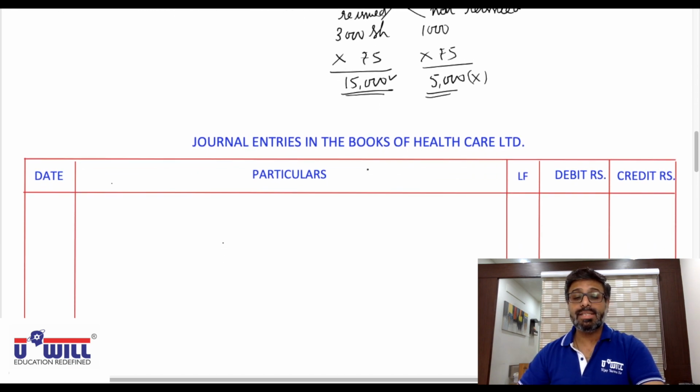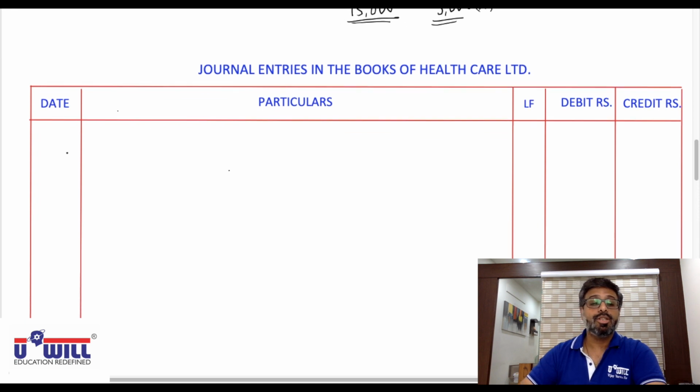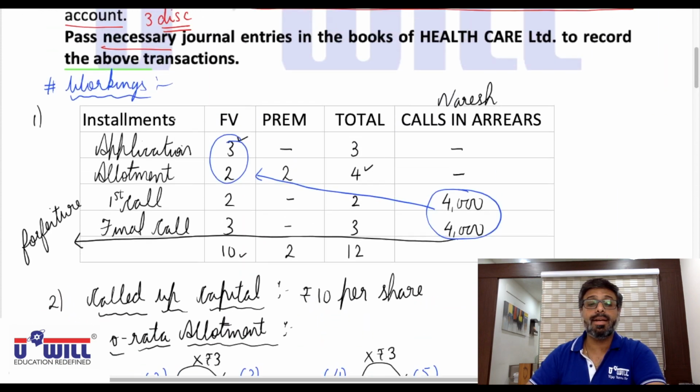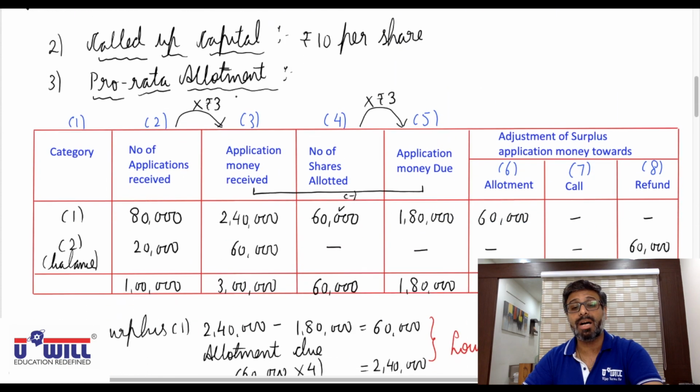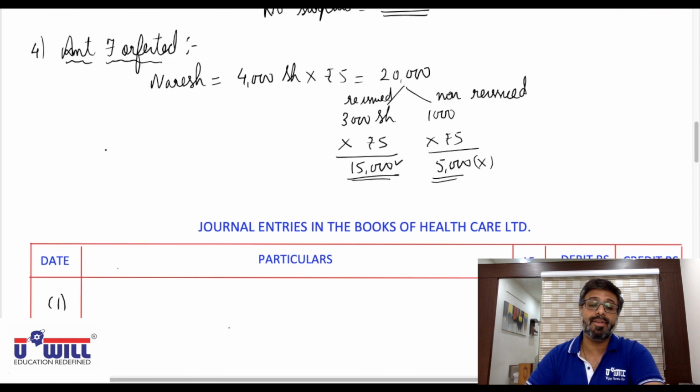Now, journal entries in the books of Healthcare Limited. All of you can pause the video and make these formats of journal entries in the books of Healthcare Limited, and then you can play the video again. So let's start with the entries. All entries are required here in the question. Again, read that part carefully. Here it is asked to pass necessary journal entries, meaning we have to pass all the entries. What all entries? 2 of application, 2 of allotment, 2 of first call, 2 of final call. So 8 entries, 9th forfeiture, 10th reissue, 11th profit. 11 entries will come in all.